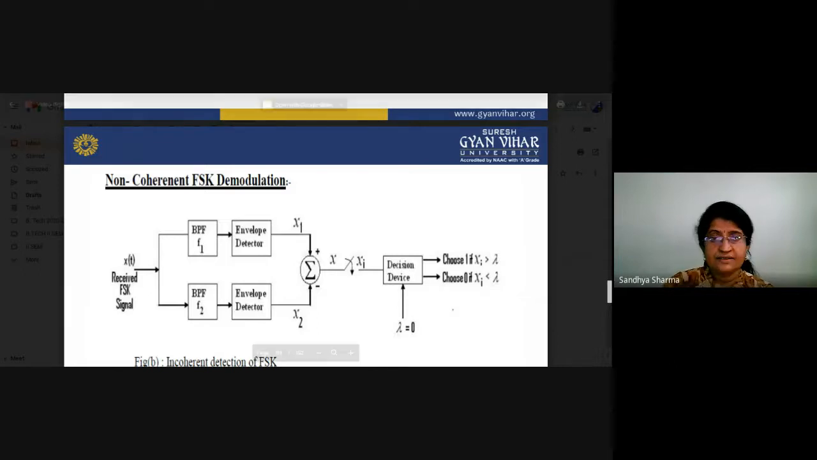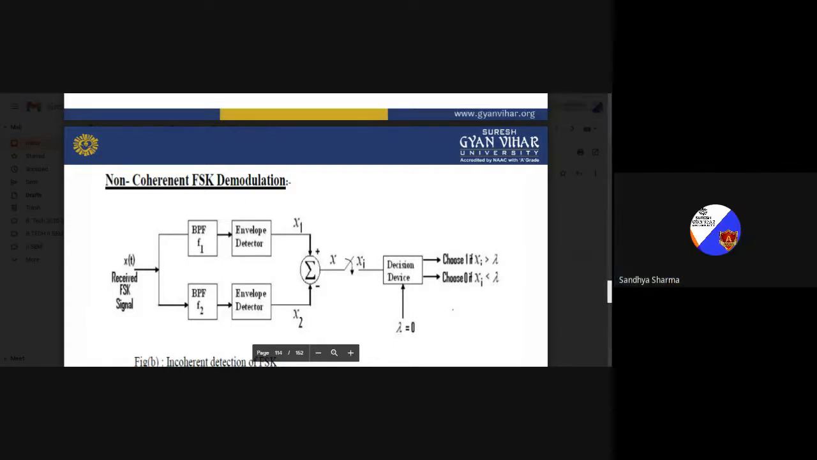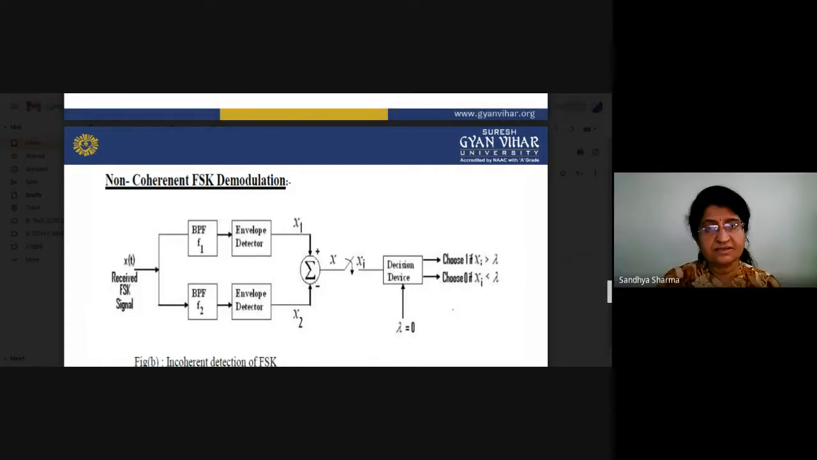You can see in this diagram, this is the received signal. It is divided into two parts. According to what type of BPF we are using, that particular signal will be passed and the other will be blocked, and then you have to proceed on that particular data.